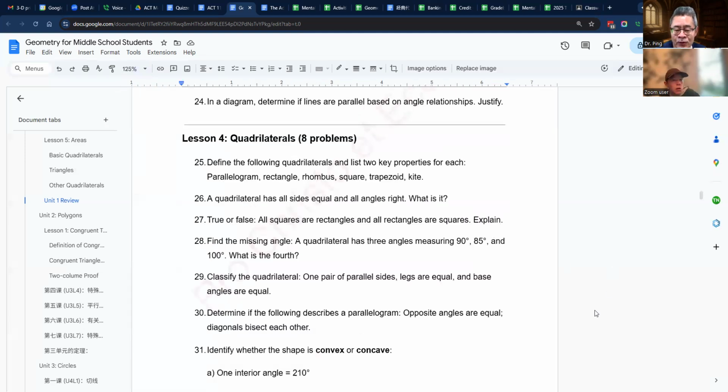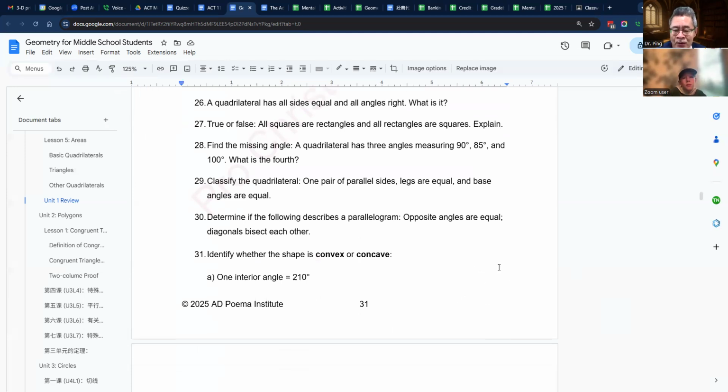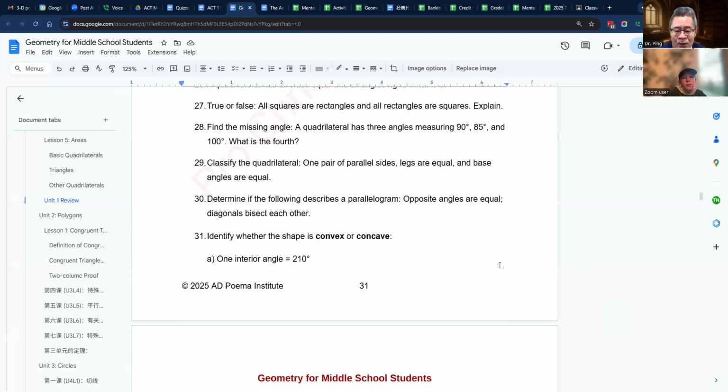27. True or false? All squares are rectangles and all rectangles are squares. Right. So all squares are rectangles. That part is true, but not all rectangles are squares. 28, finding the missing angle. A quadrilateral has three angles measuring 90, 85, and 100. What is the fourth?